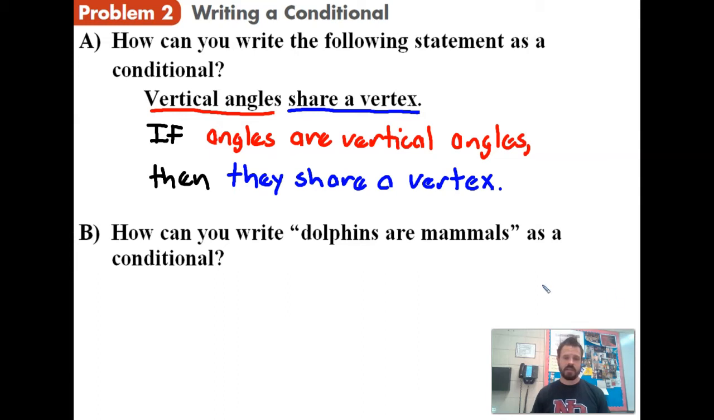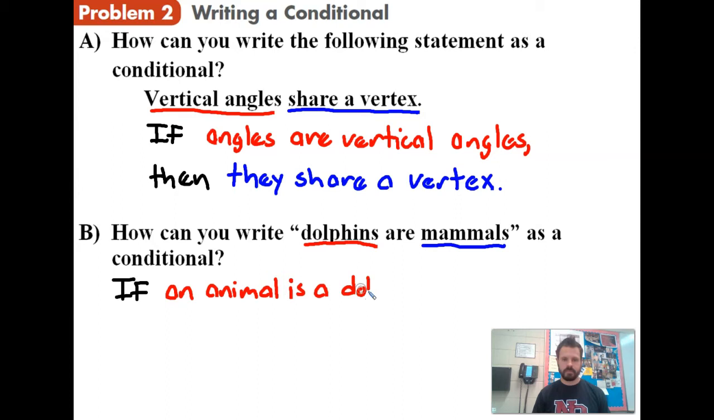All right, same idea. Dolphins are mammals. Two things happening here. We're talking about dolphins, and we're talking about mammals. So we can say if, and we need to say something about dolphins. We can just say an animal is a dolphin. Then, all right, it is a mammal.